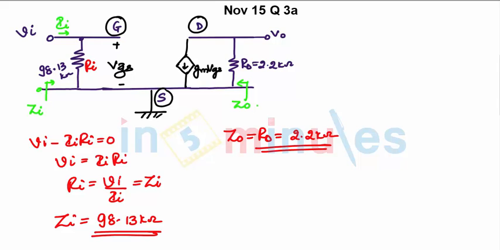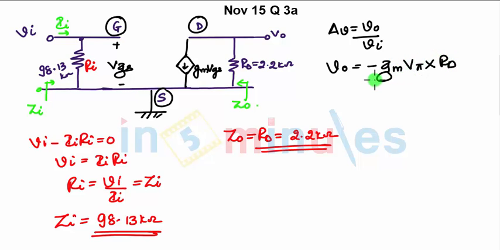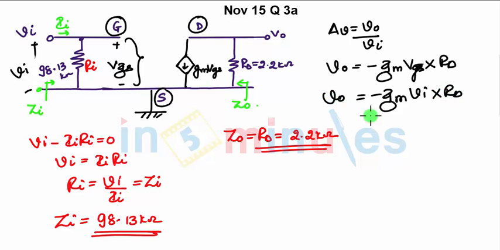Now in order to find the voltage gain, AV will be VO upon VI. How can we write VO as minus gm into V pi into RD. Now gm into VGS into RD. It's not V pi, it's gm into VGS. You can write VGS in terms of VI. That is, VGS is nothing but your VI. So it will be minus gm into VI into RD. This is your output voltage. So you'll get VO by VI as minus gm into RD.